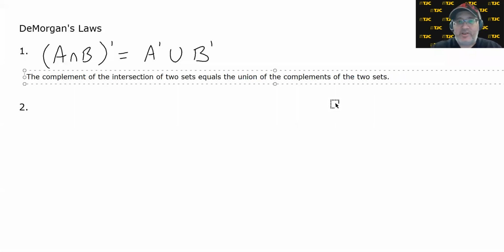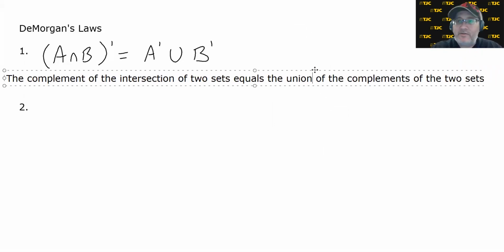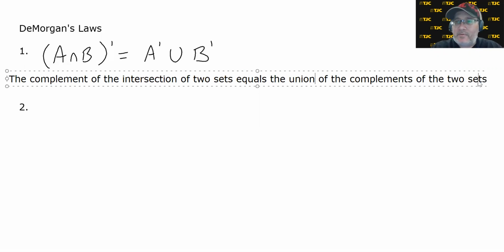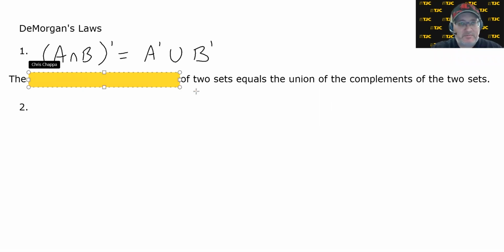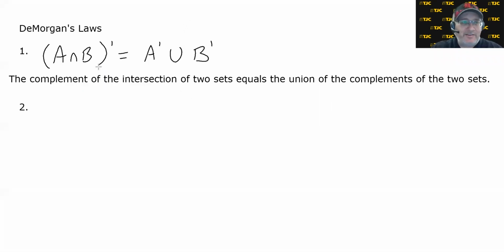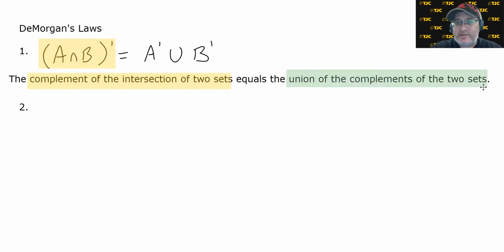Union of the complements. And now it makes me wonder if I can put it back at a 24-point font, and I can. Where's my period? There it is. All right. The complement of the intersection, that's the left half. The complement of the intersection of two sets, that's this, is equal to the union of the complements of the two sets.